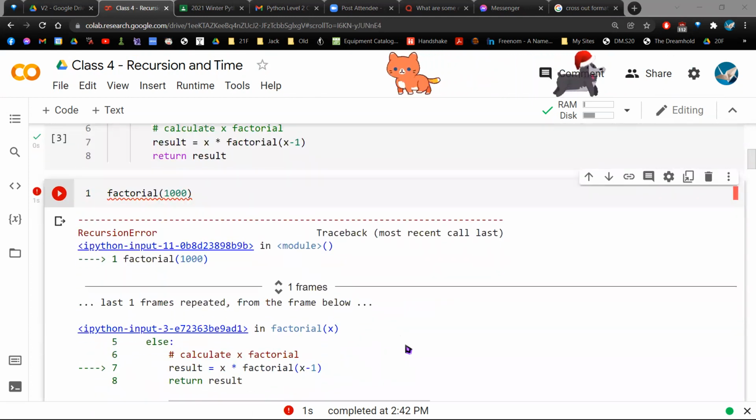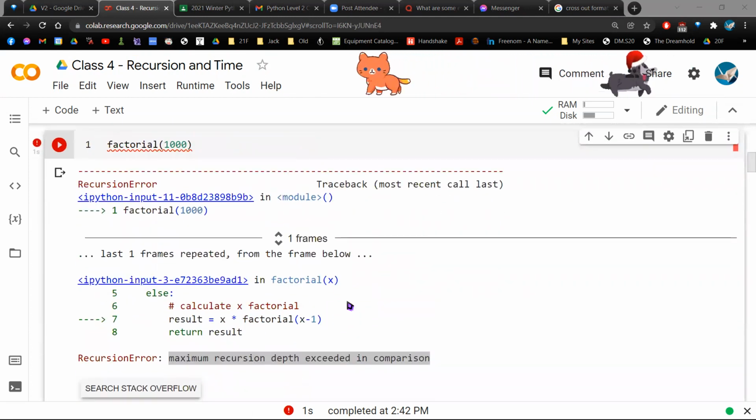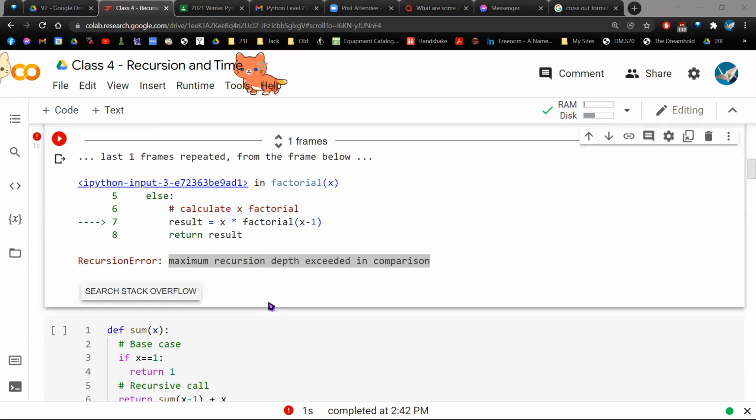And so this is kind of related to your question, Derek. What if we put a negative number? You'll actually see the same error here. And so this is another type of exception in Python, one that we haven't seen yet. This is called a recursion error. And if we just read the message, it says the maximum recursion depth exceeded in comparison. The whole message of this is basically just saying, hey, I have this recursive function. I'm calling myself over and over and over again.